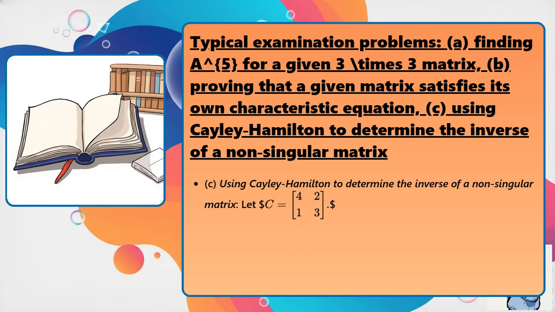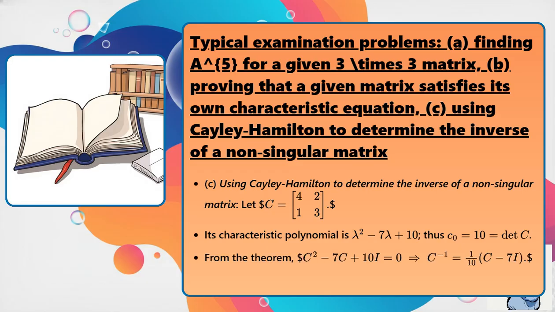Let C equals a 2×2 matrix with first row 4, 2, second row 1, 3. Its characteristic polynomial is lambda squared minus 7 lambda plus 10. Thus the constant term, 10, equals the determinant of C. From the theorem, C squared minus 7C plus 10I equals 0, which implies C inverse equals 1/10 times (C minus 7I).